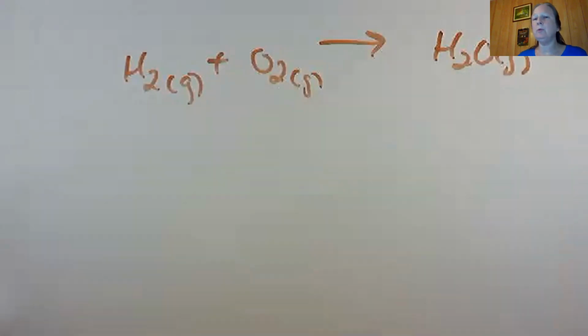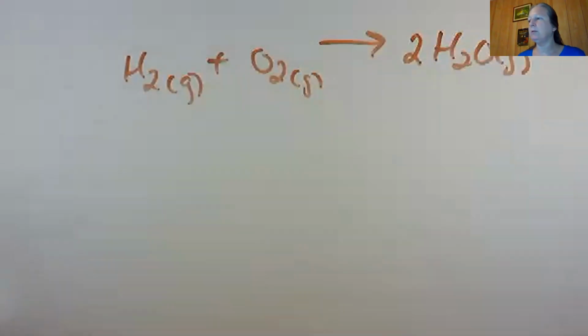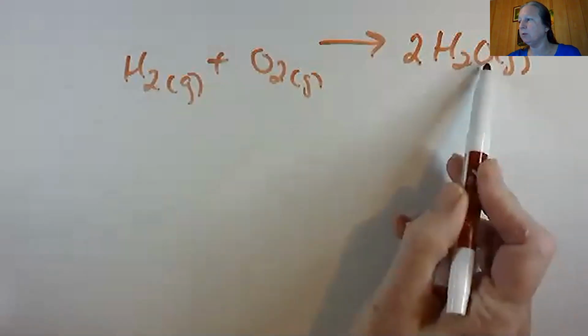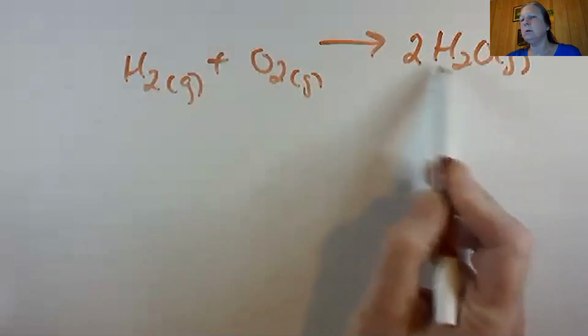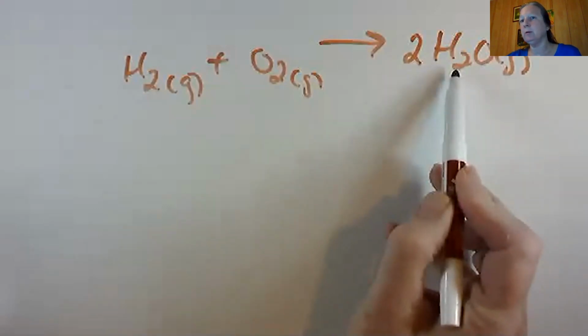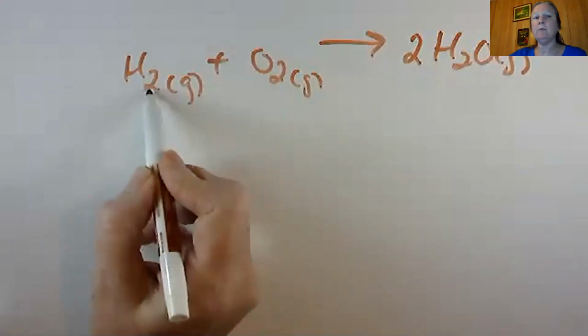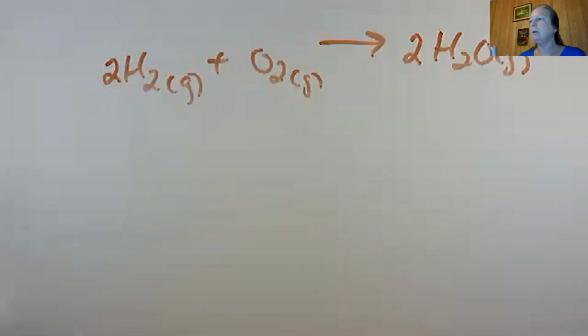So you have to use a coefficient. I have to put a 2 in front of this. So now I have two water molecules, and I now have two oxygens. You multiply this 2 times everything in the molecule, but I now have 4 hydrogen atoms. So now we have to come over here and make 4 hydrogen atoms on this side by putting a 2 in front of that.